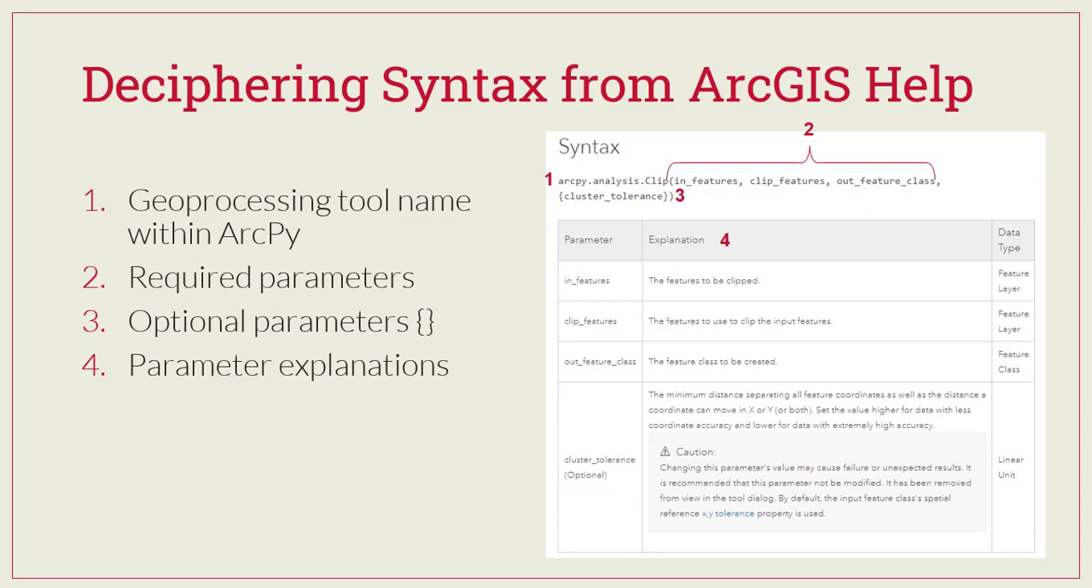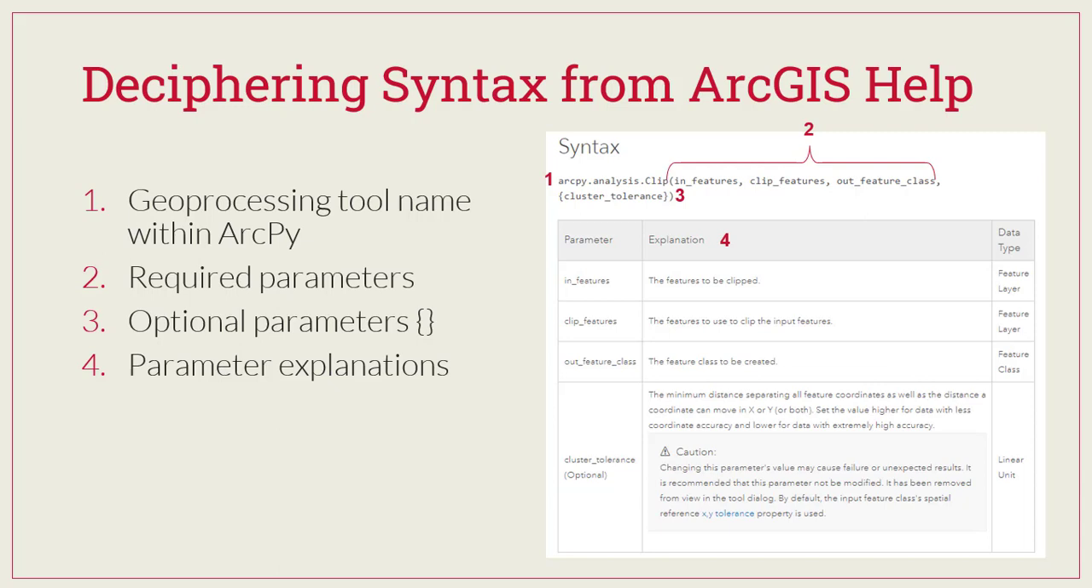It says it's the minimum distance separating all feature coordinates as well as the distance a coordinate can move in X or Y or both. So this is what's happening while the tool is running. Set the value higher for data with less coordinate accuracy and lower for data with extremely high accuracy. All right, so it says that it's a linear unit, and it says changing this parameter's value may cause failure or unexpected results. It's recommended that this parameter not be modified. It has been removed from view in the tool dialog. By default, the input feature class's spatial reference XY tolerance property is used. So that's your key. That's how you know what it's going to be populated as.